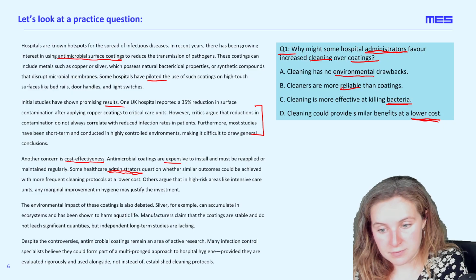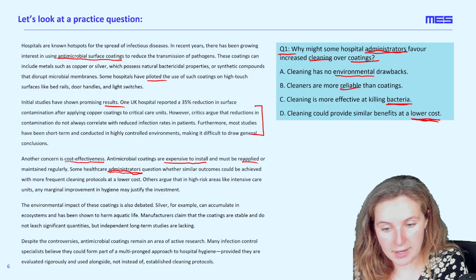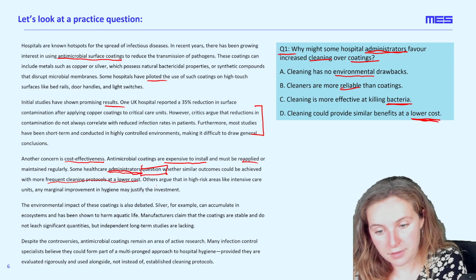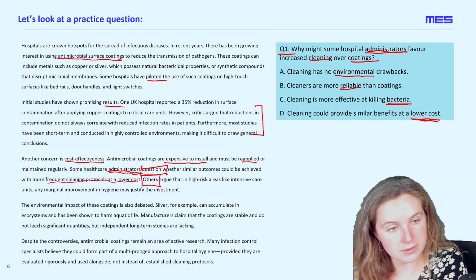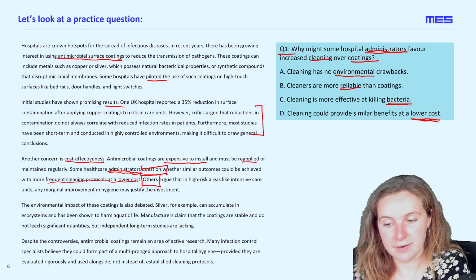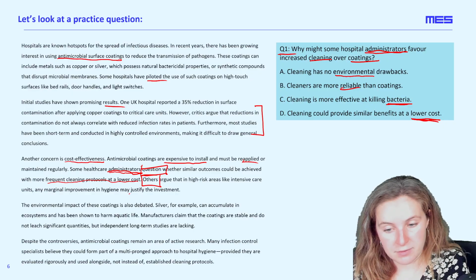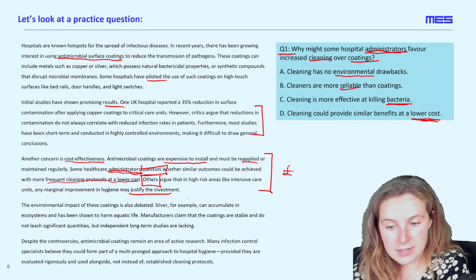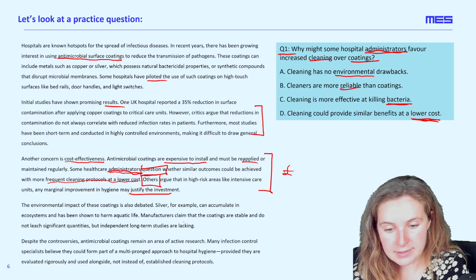So are expensive to install, must be reapplied, maintained regularly. Some healthcare administrators question whether similar outcomes could be achieved with more frequent protocols at a lower cost. Others, however, and it's important to take a look at this whole paragraph so that we know what the whole deal is. Others argue that in high-risk areas it may justify the investment, but we can see that this whole paragraph has to do with the cost of this, and this is where our administrators have come in. Let's keep scanning.